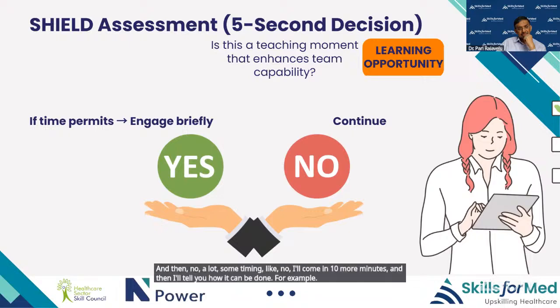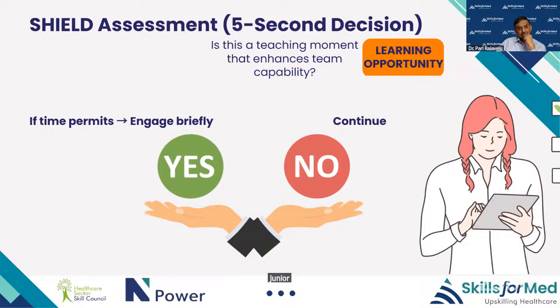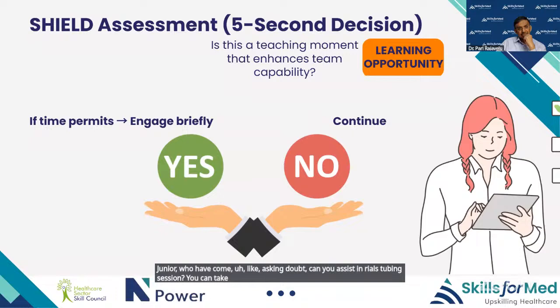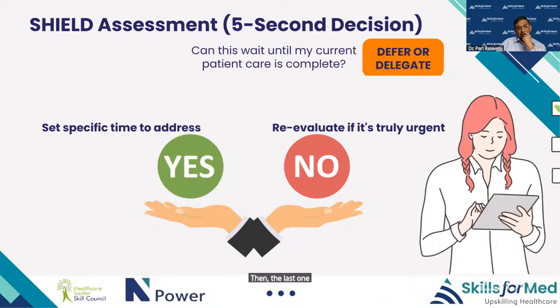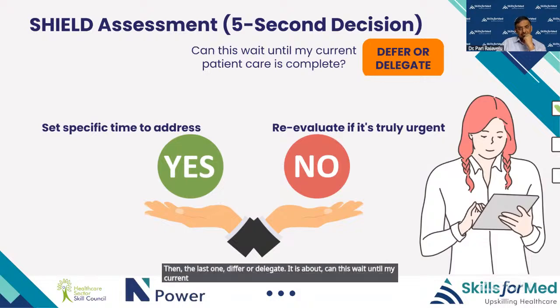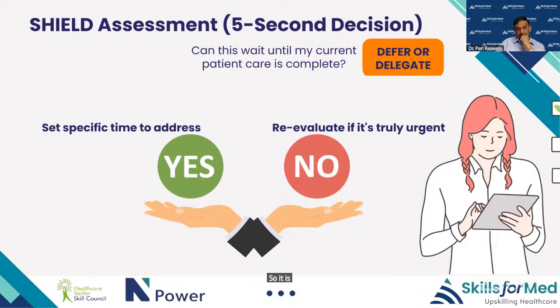For example, the same junior who has come asking a doubt, can you assist in Ryle's tube insertion? You can take that opportunity to train that junior to do that efficiently, but that can wait for another 10 to 15 minutes, not in the middle of your medication preparation process. Then the last one, defer or delegate. It is about, can this wait until my current patient care is complete? So set a specific time to address it. For example, if this process can wait, you can say, I'll come in another 10 to 15 minutes.